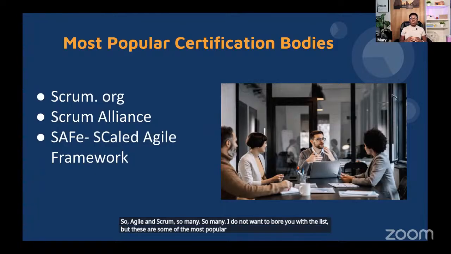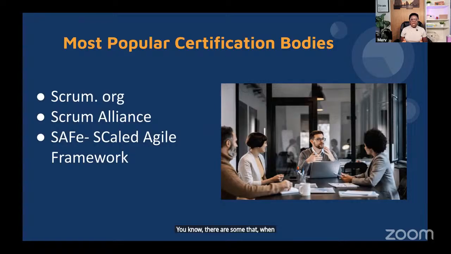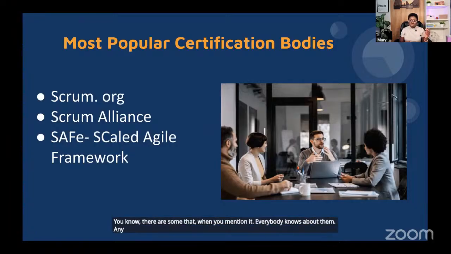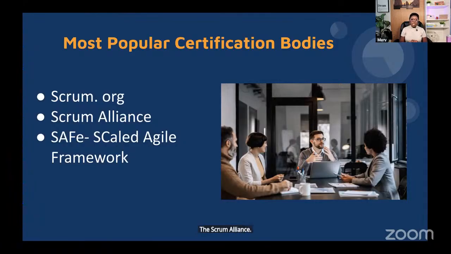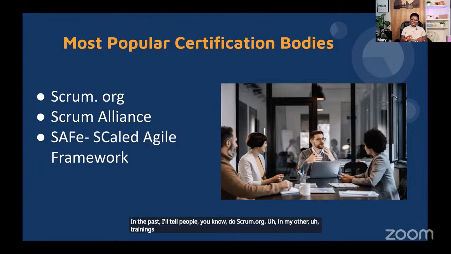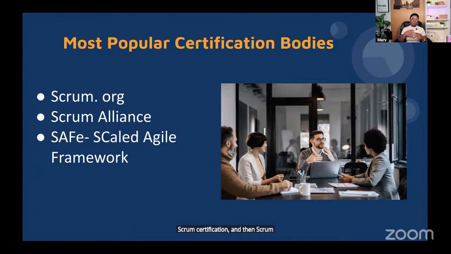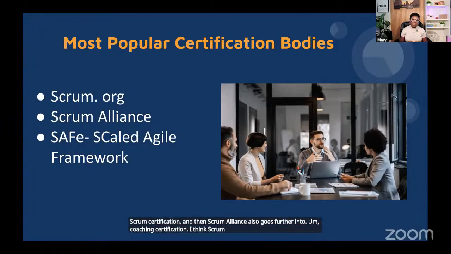most popular ones. There are some that when you mention it, everybody knows about them. Anyone in this space knows about them. And that is Scrum.org, the Scrum Alliance, and SAFe, which is the Scaled Agile Framework. In the past, I'd tell people, do Scrum.org. In my other trainings, not today, I go deeper into the differences between the three. But right now, I'm just going to share that Scrum.org is just Scrum certification. And then Scrum Alliance also goes further into coaching certification. I think Scrum.org does a little bit of coaching too.